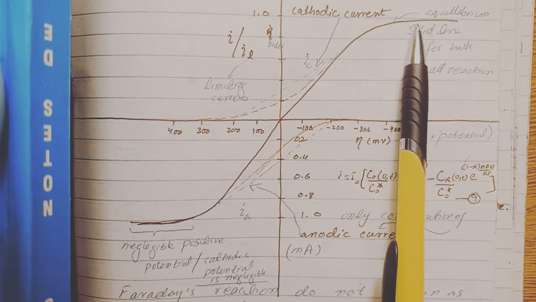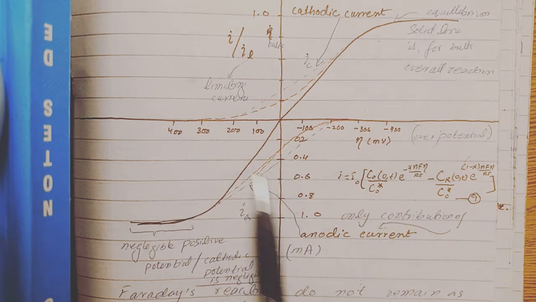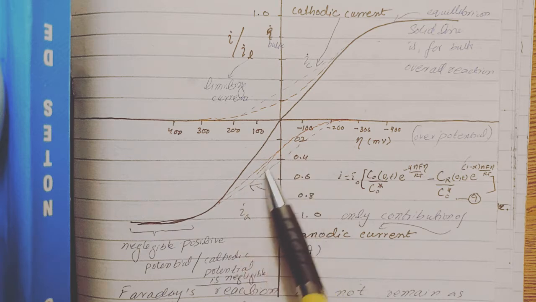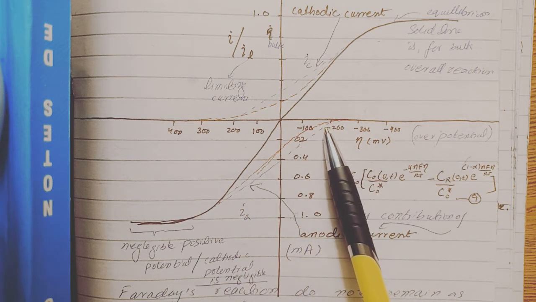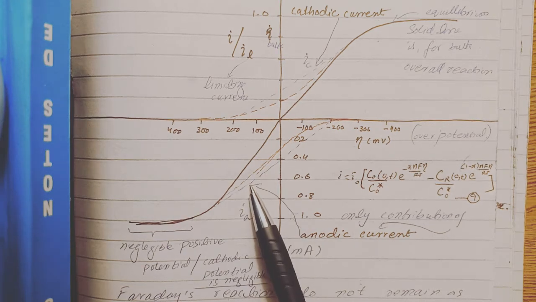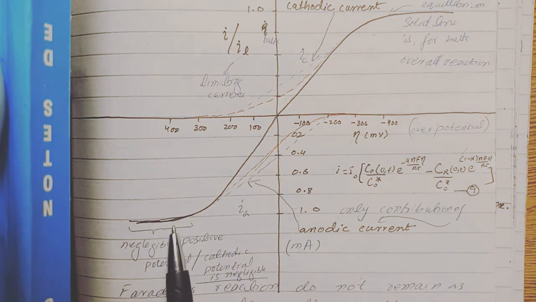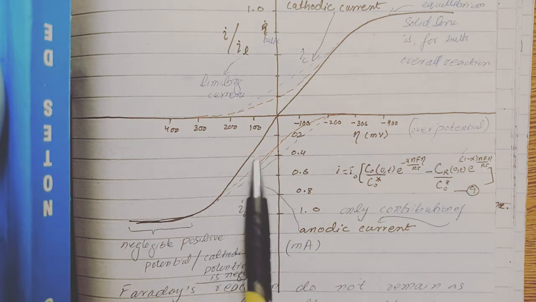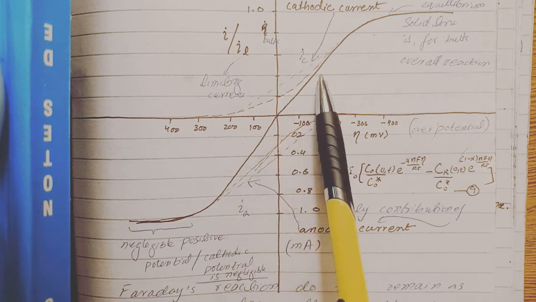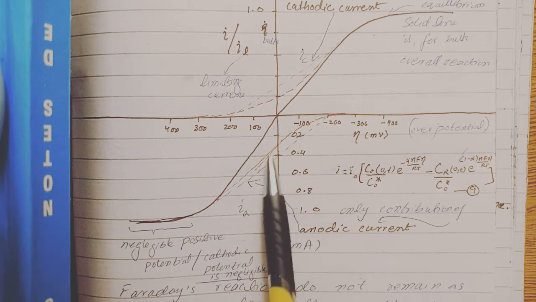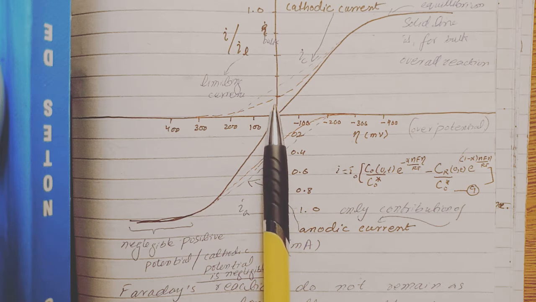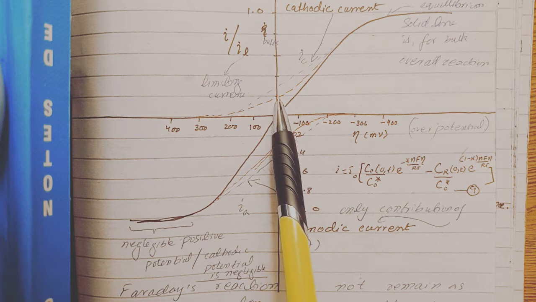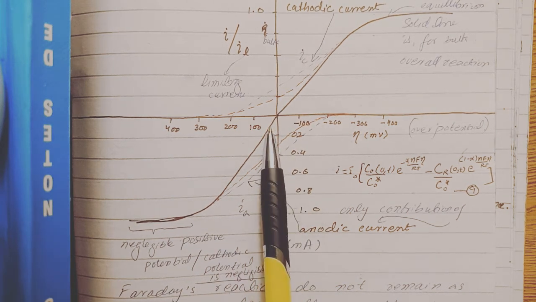So here the contribution of the anodic component is minimum, whereas in the opposite direction this one is the true anodic component, in which at maximum value the contribution of the cathodic component is minimum. But here this line is showing the sum of the cathodic and anodic components. So here we can see that when the total current is 0, there is some cathodic component and some anodic component.